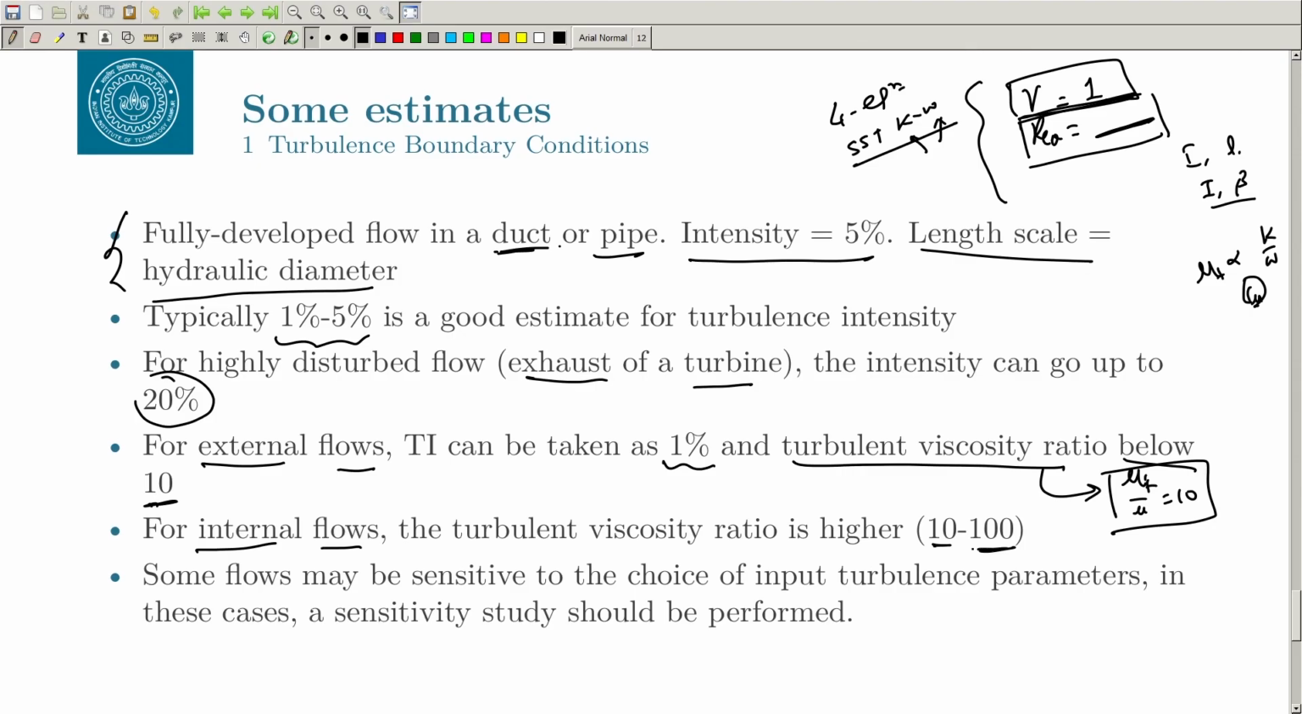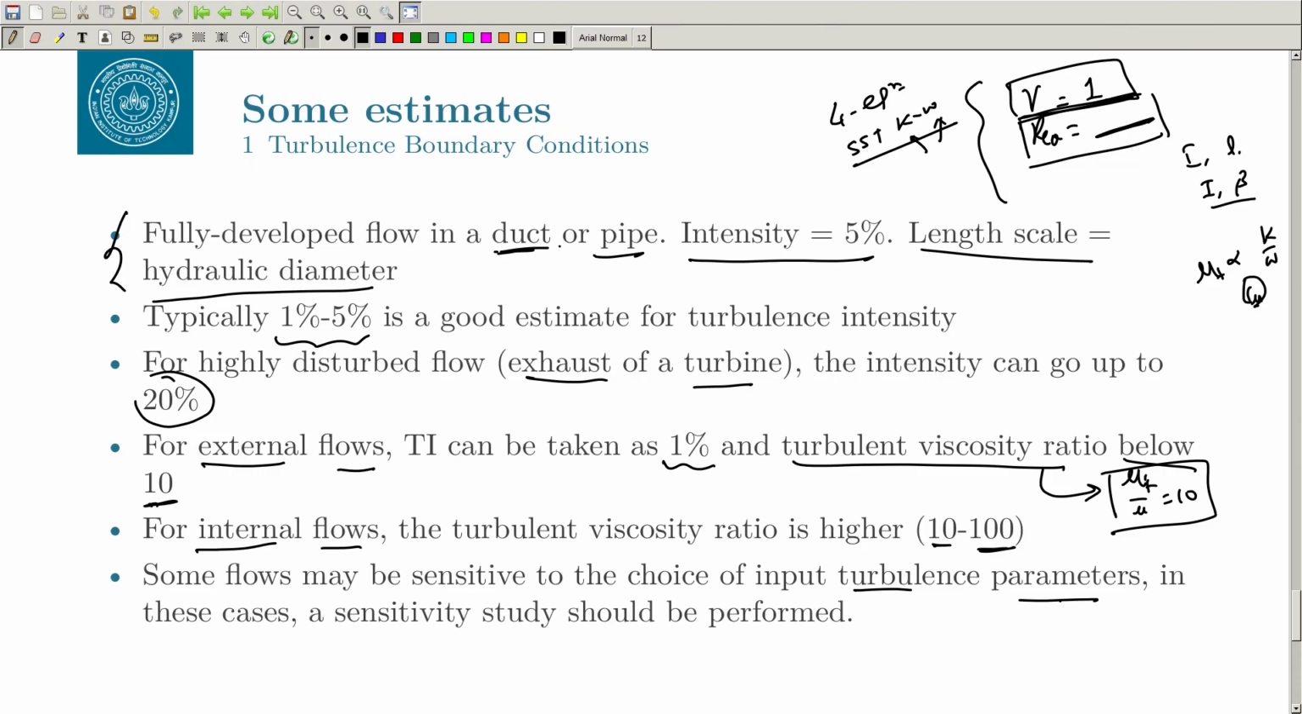Now, having said that, there are many flows which are extremely sensitive to the choice of input turbulence parameters, like what intensity you are giving, what length scale you are providing, what viscosity ratio you are giving. In those cases you have to be very careful, and you need to do a sensitivity analysis. You can change the length scale and see whether the flow results are changing a lot, or it is not that sensitive to the parameters.